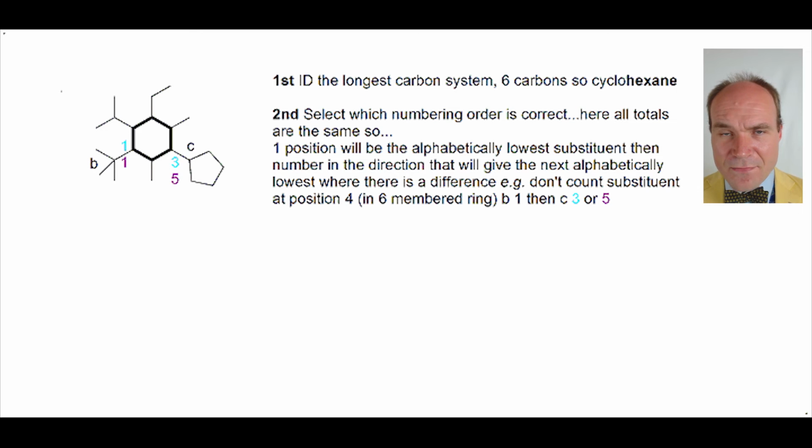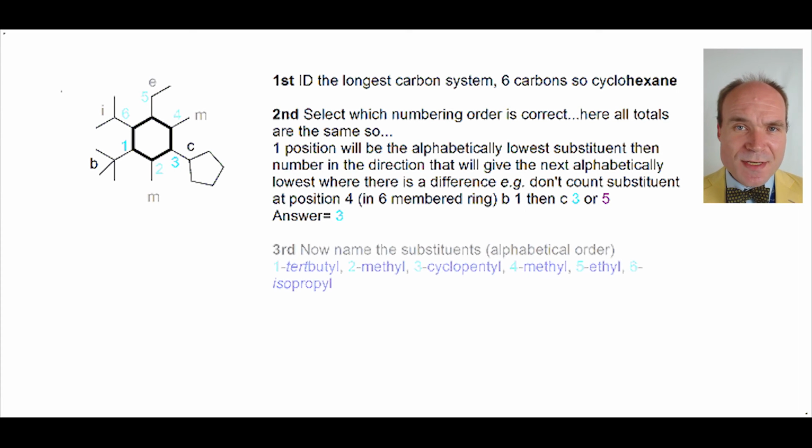Now, if we number anticlockwise, that carbon of cyclopentane will be 3. If we number clockwise, it will be 5. We want it to be the lower of the two numbers, so that's 3, and we are going to number anticlockwise. Right, so that's the numbering sorted out.